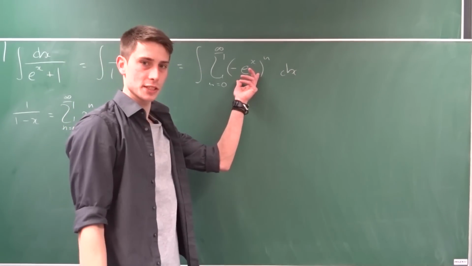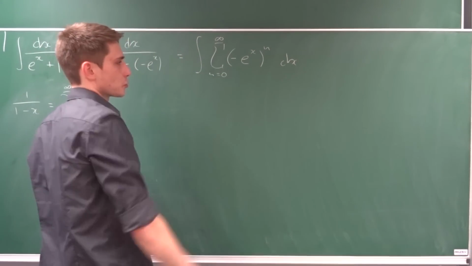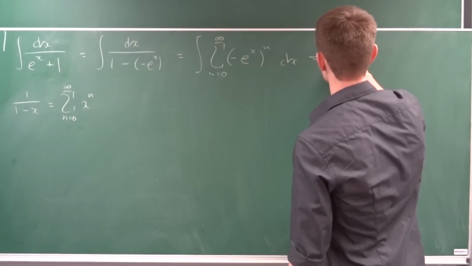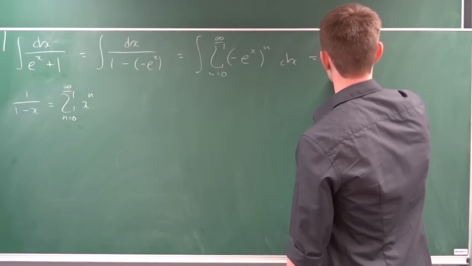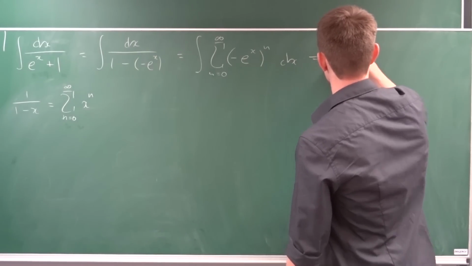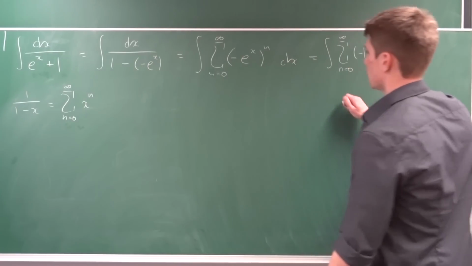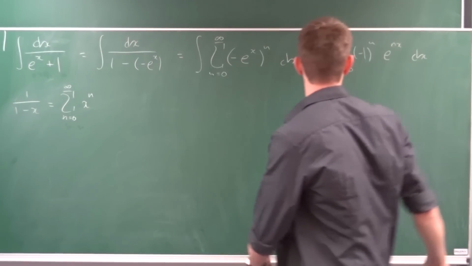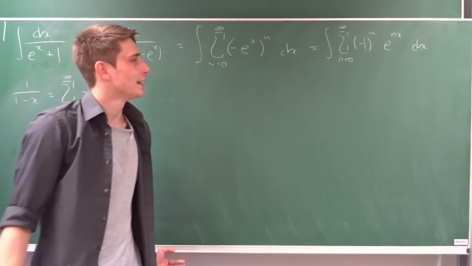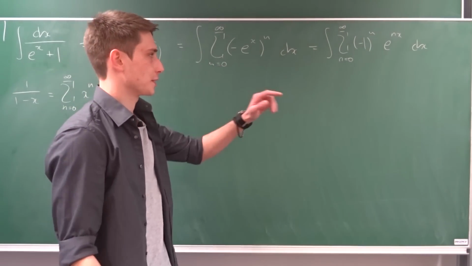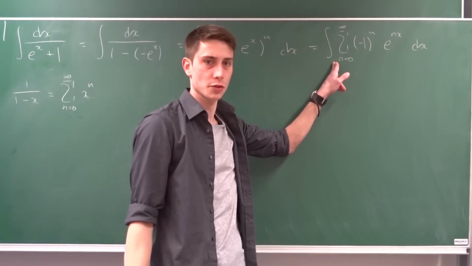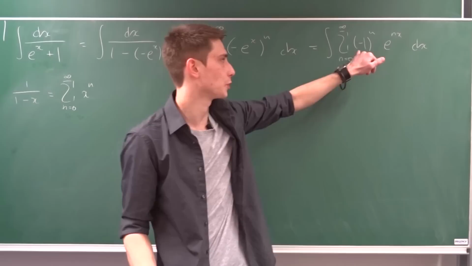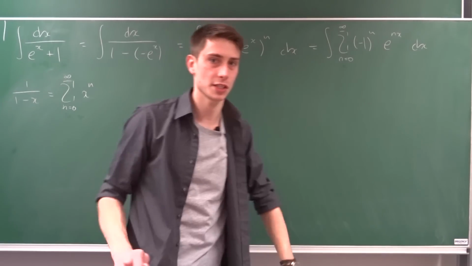And now we have to break this apart a little bit because we have a minus 1 in here. That's an alternating series right now. So this is the integral of the infinite sum n equals 0 to infinity, minus 1 to the nth power, e to the nx dx. How can we proceed? Well, we can interchange this integral sign and this summation without any restrictions, and we can also bring this minus 1 to the outside.